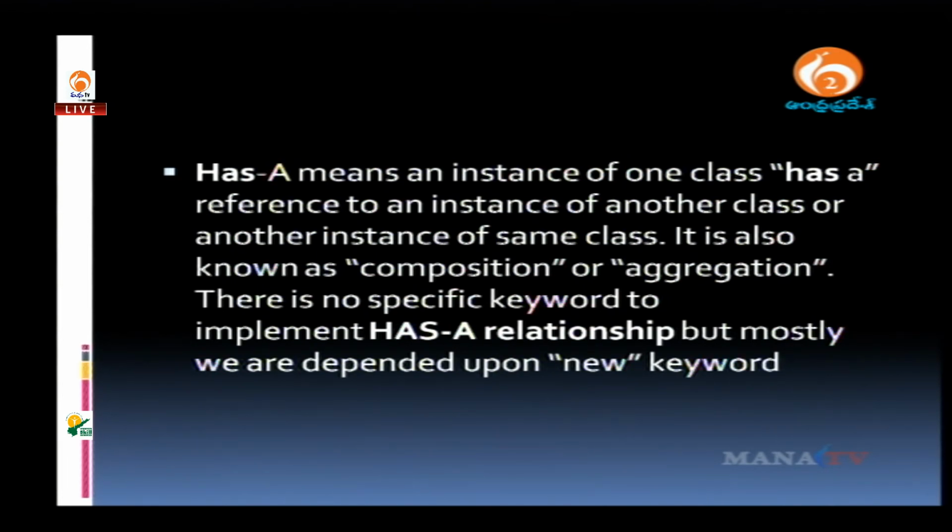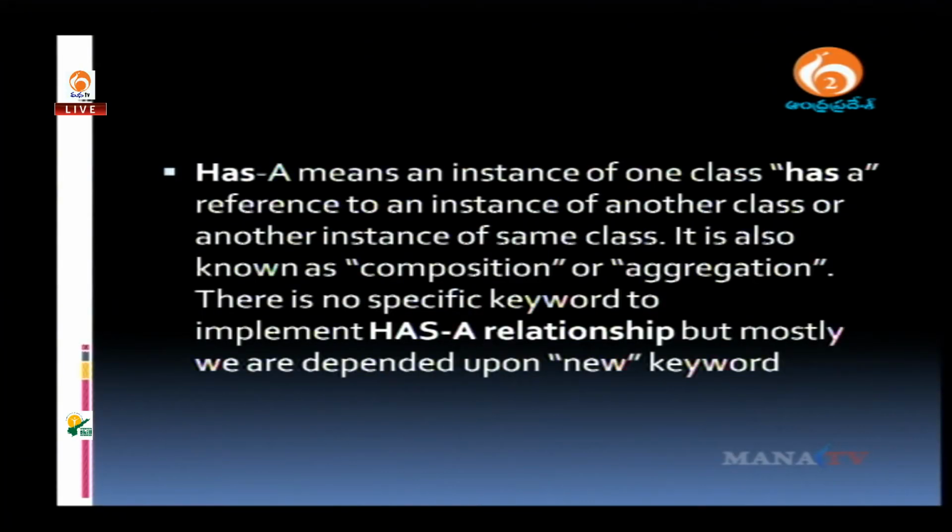Why there is no specific keyword: if there is a static method, we do not use the new keyword. Simply we write it, and an object is not required for that. So, most commonly we depend on the new keyword to implement the has-a relationship.